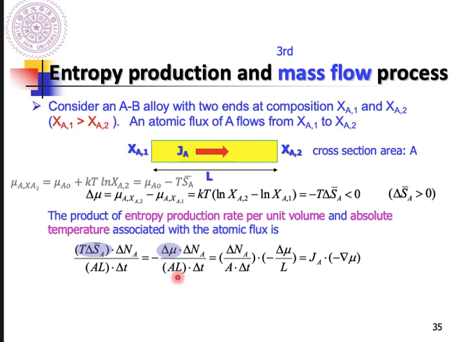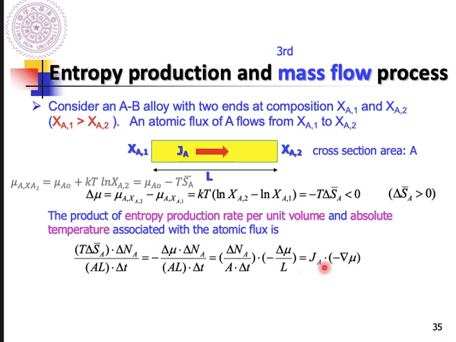Here we just make an arrangement. In order to formulate the flux, we know the atomic flux is delta NA, the number of atoms per unit area per time. So we put this and the rest of the parts here, and you can write down the atomic flux. This is the atomic flux times the minus chemical potential gradient. Delta mu divided by L is the gradient, so it's minus the chemical potential gradient.